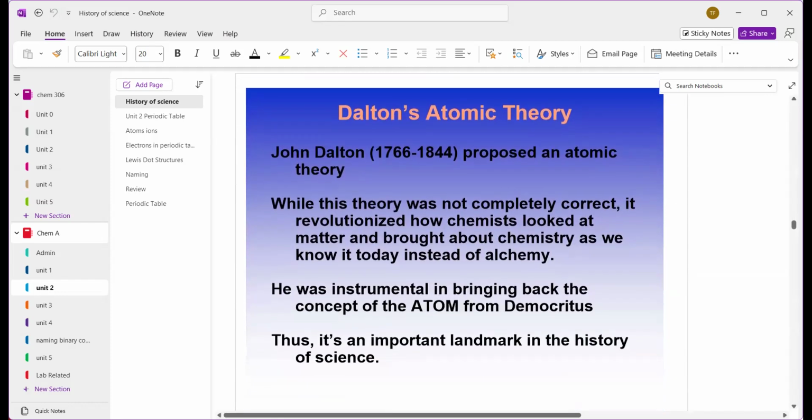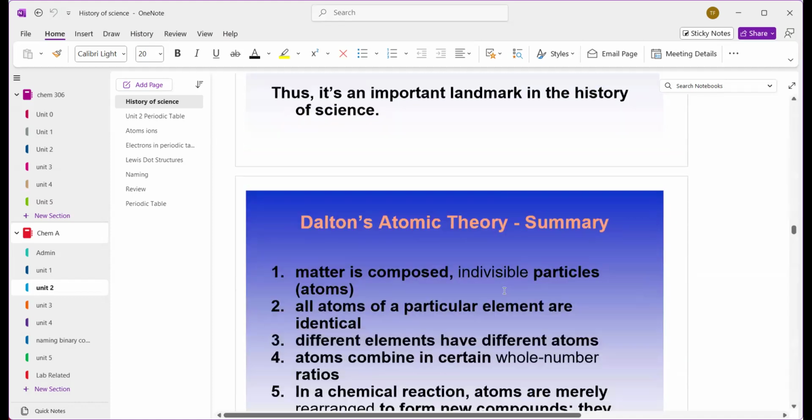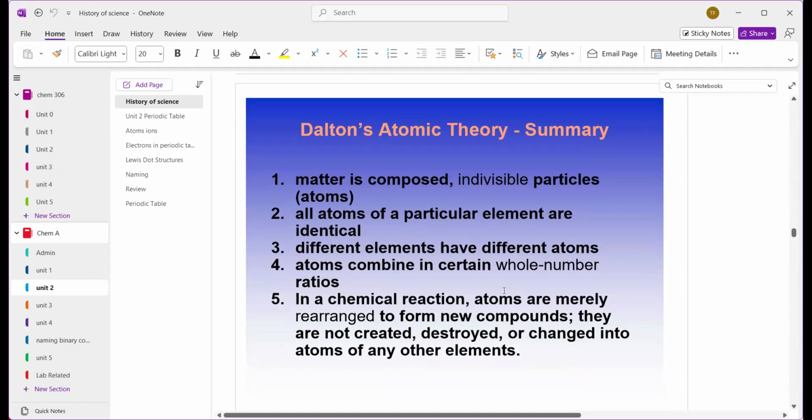Okay, the first Western European physicist was Dalton. And now Dalton, he brought back Democritus' atom. He said Aristotle's concept wasn't valid. Or that's what he was saying anyway. It revolutionized physics and chemistry. It's very important. It's a landmark in science. It wasn't entirely correct, but it was still a landmark. This is what he proposed.